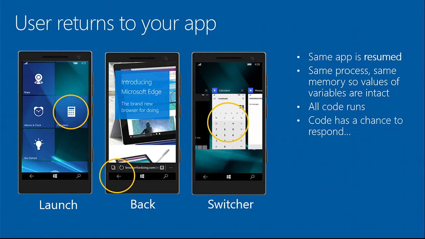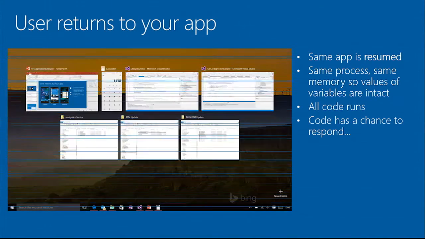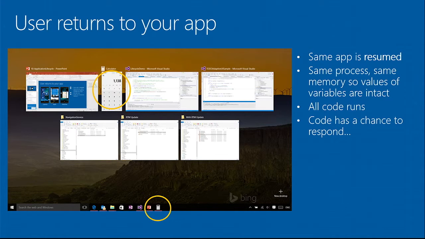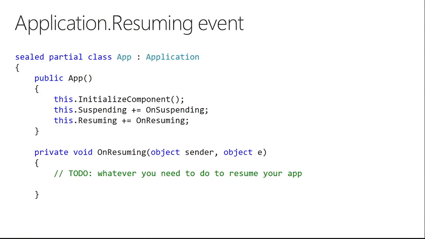In many apps, like a calculator, there's probably nothing to do. It's similar on desktop. You can just say, okay, we're going to start using you again. So at this point, you get started. Now, there is a Resuming event, which in the File New Project templates isn't actually hooked up. But you could add that yourself if you've got specific logic you need to run on resuming.